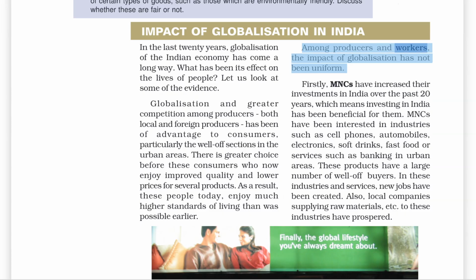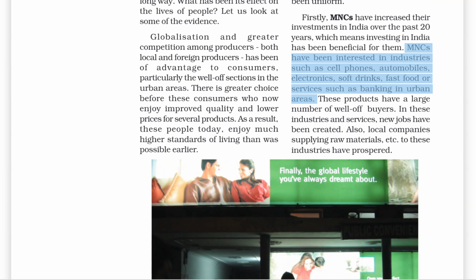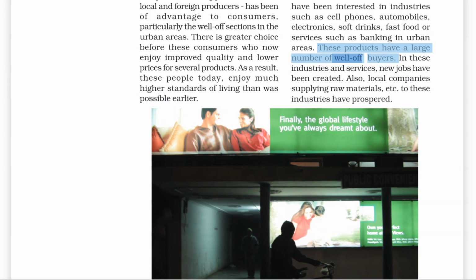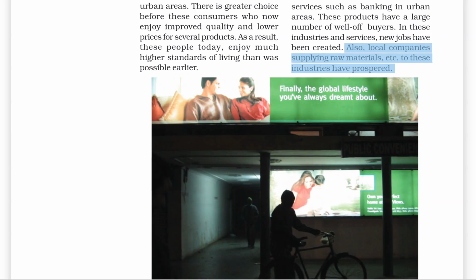Among producers and workers, the impact of globalization has not been uniform. Firstly, MNCs have increased their investments in India over the past 20 years, which means investing in India has been beneficial for them. MNCs have been interested in industries such as cell phones, automobiles, electronics, soft drinks, fast food, or services such as banking in urban areas. These products have a large number of well-off buyers. In these industries and services, new jobs have been created. Also, local companies supplying raw materials, etc. to these industries have prospered.